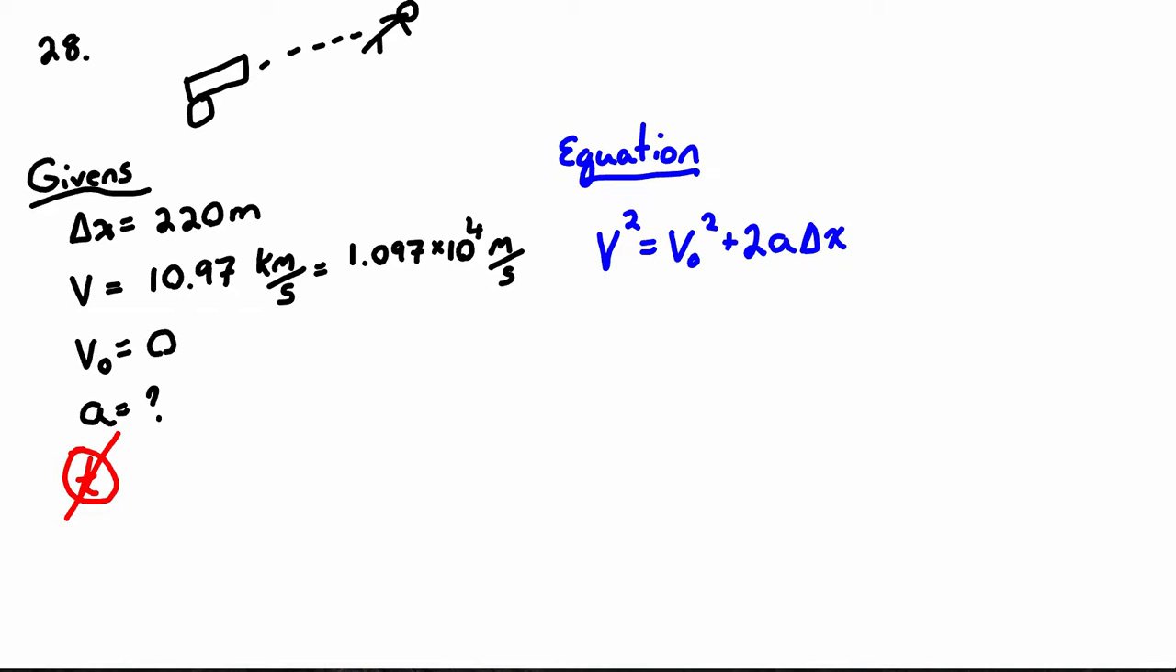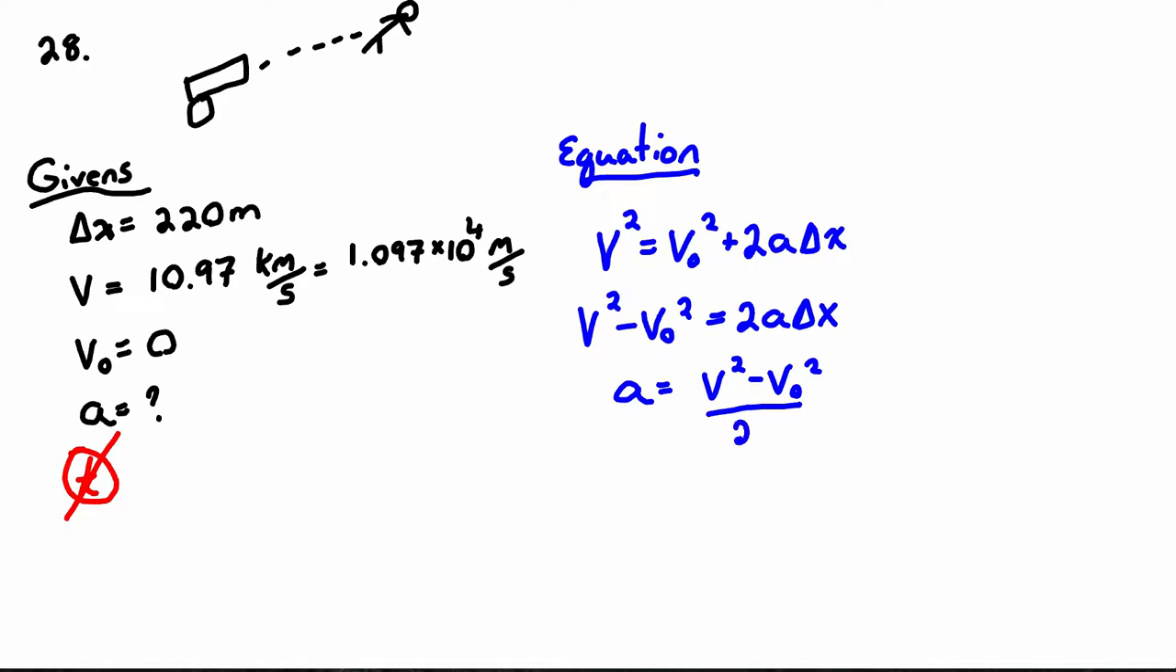Okay, so now it's just about rearranging and isolating what I'm looking for. So I'm looking for a. So let's just do this in a couple steps. So we have v squared minus v0 squared is equal to 2a delta x. And then to isolate a, I'm just going to divide both sides by 2 delta x. I'm going to rearrange the order. a equals v squared minus v0 squared, all over 2 delta x.